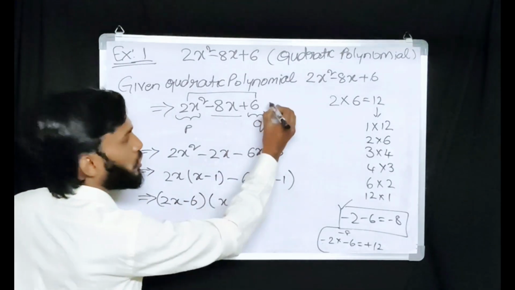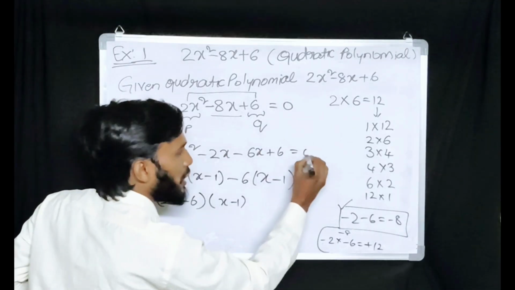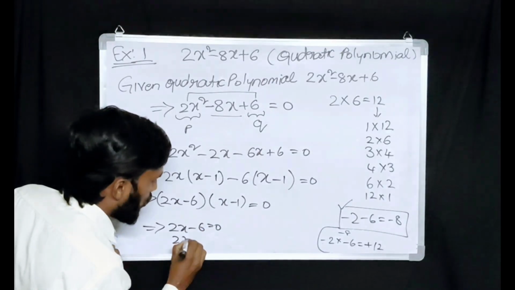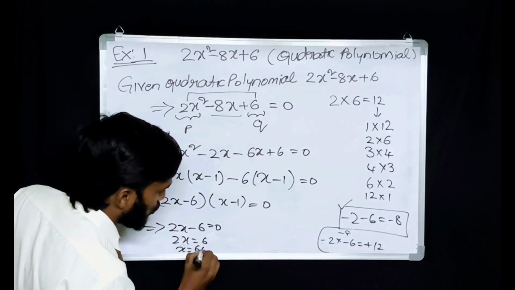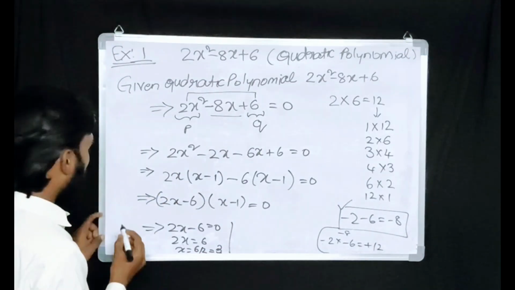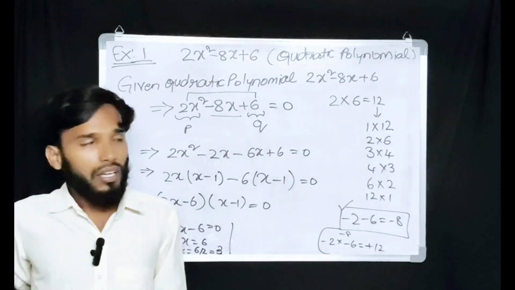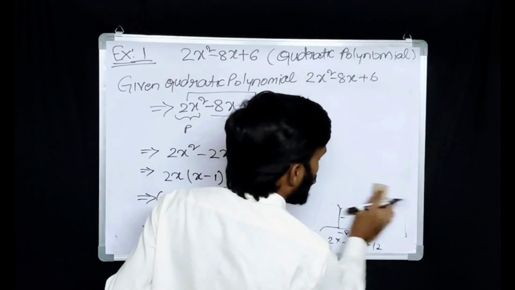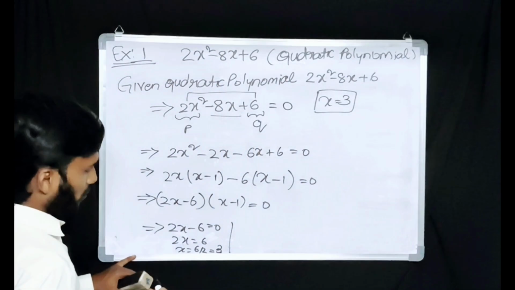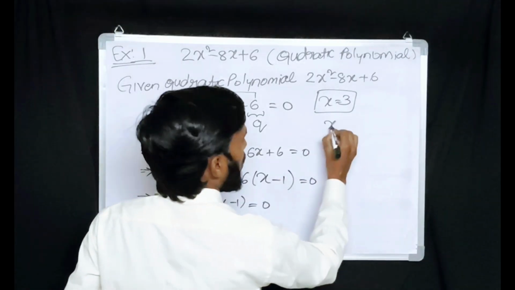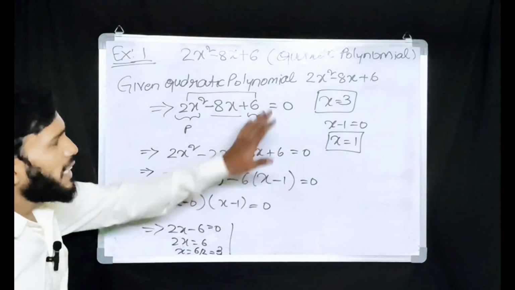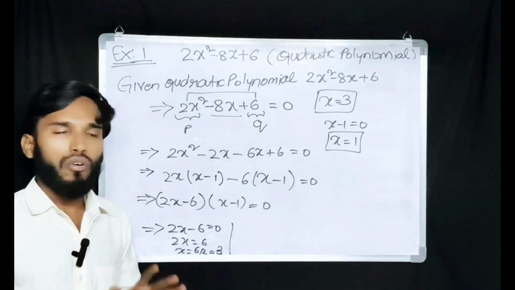Sorry, I forgot to equate that to 0. First we have to equate the polynomial to 0. Now 2x minus 6 is equal to 0, so 2x is equal to 6, x is equal to 6 by 2 is equal to 3. So one zero of this polynomial is x is equal to 3. And the second one, x minus 1 is equal to 0, so x is equal to 1. This is about finding the zeros of a quadratic polynomial.